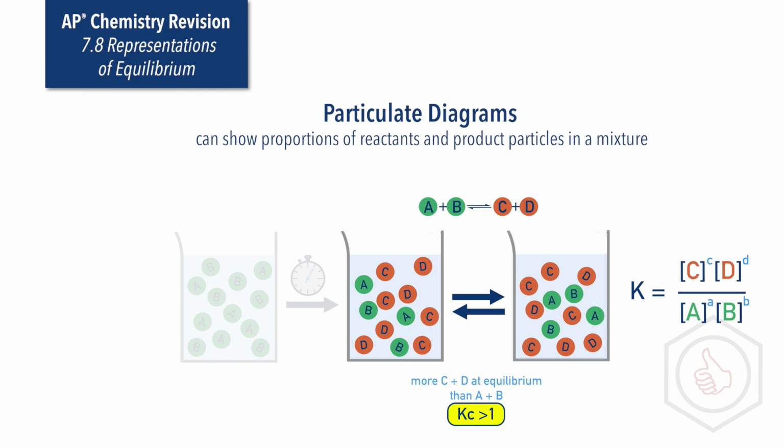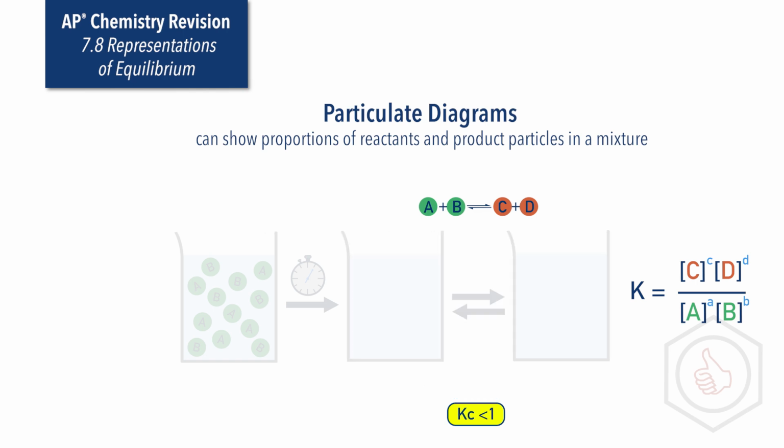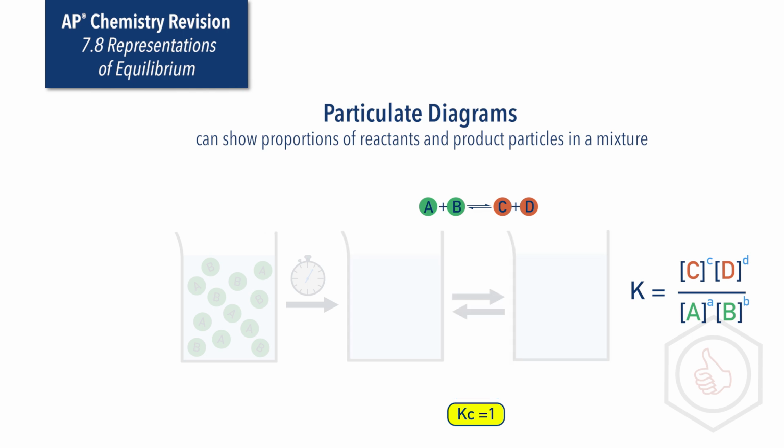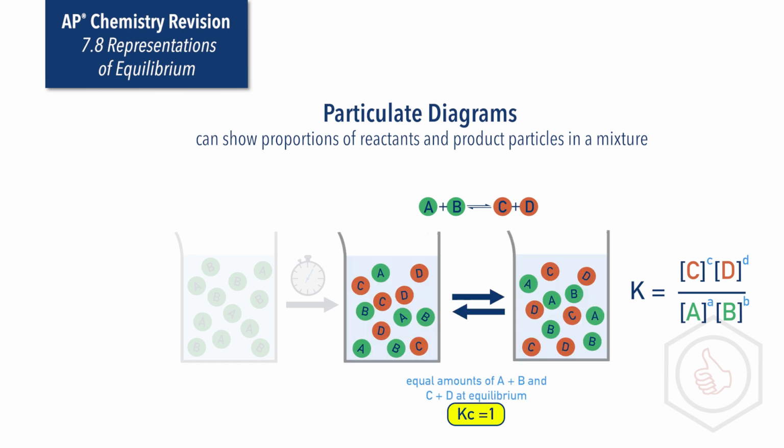Equally, if the value of Kc is less than 1, there'll be more reactant particles compared to product particles in the equilibrium mixture. And if the value of K is equal to 1, then there will be equal or comparable amounts of both reactants and products in the equilibrium mixture.